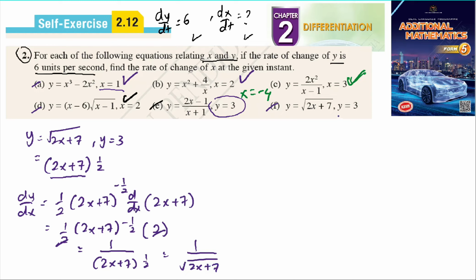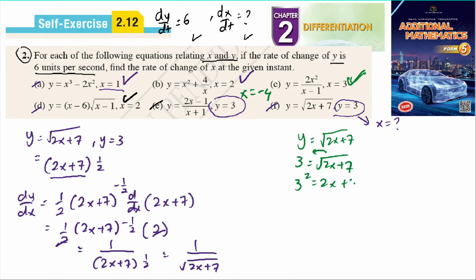So here, you see again, the value of y is given. We want to substitute x here. So we have to find what is our x. So here y is equal to square root of 2x plus 7. When y is equal to 3, square root of 2x plus 7. So can bring the square root to the other side. 3 squared is equal to 2x plus 7. 9 is equal to 2x plus 7. Bring 7 to the other side. 2x is equal to 9 minus 7. 2x is equal to 2. x is equal to 2 divided by 2, which is equal to 1. So we know that x is equal to 1.